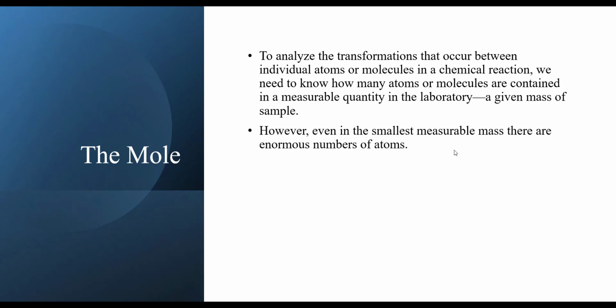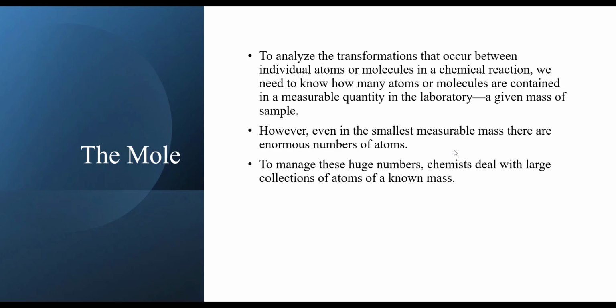And here's the problem. Even the smallest measurable mass has an enormous number of atoms. So we have a bit of almost a technical problem. Let's say we measure really, really small masses so that the number is somehow manageable. Well, the mass is too small to be measured. To have measurable amounts at all, we're going to have to deal with very large collections of objects.